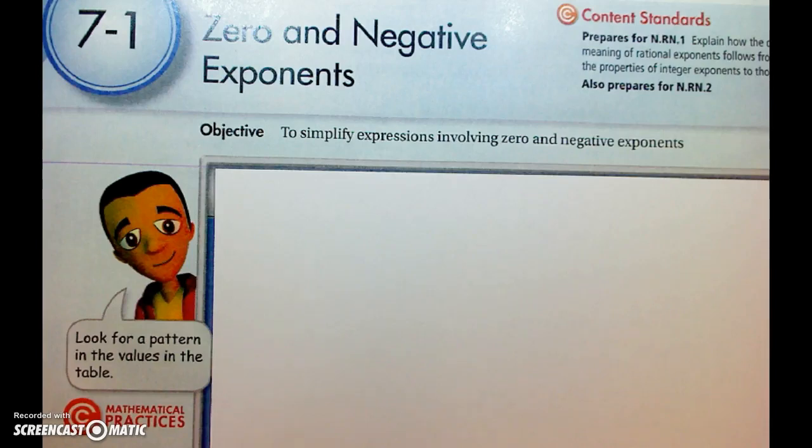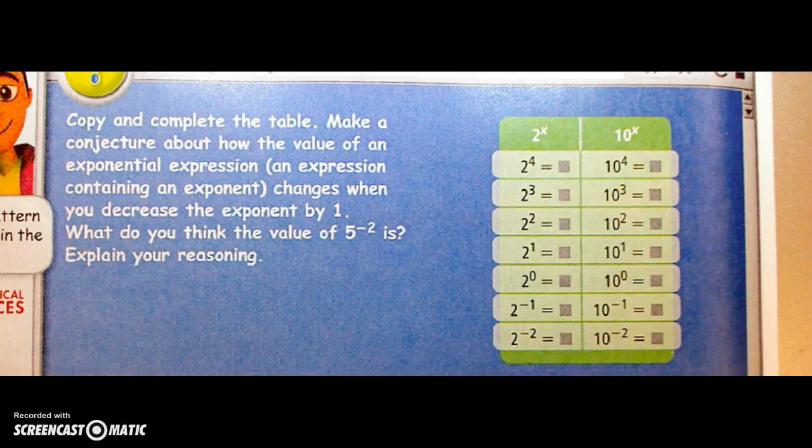7-1. Zero and negative exponents. Objective: to simplify expressions involving zero and negative exponents. Copy and complete the table.